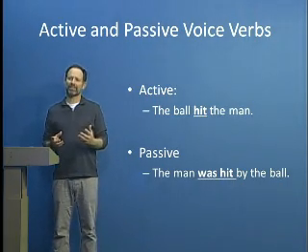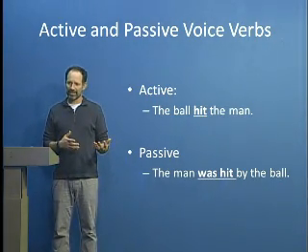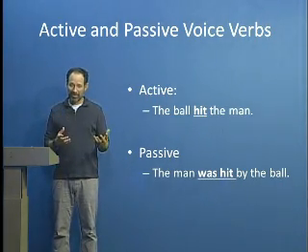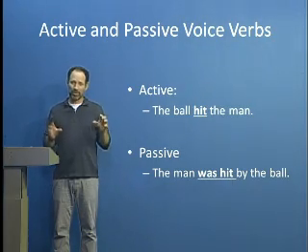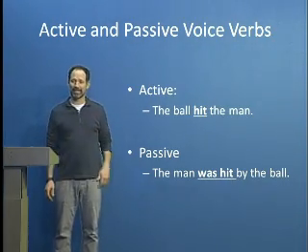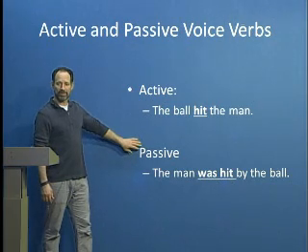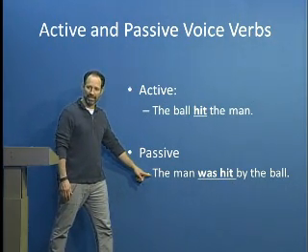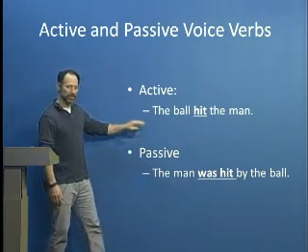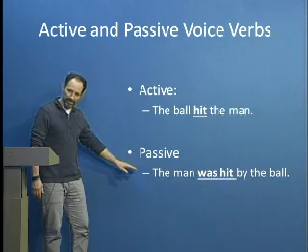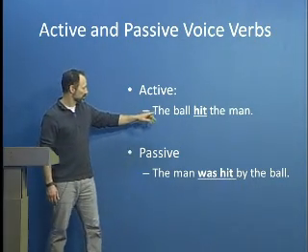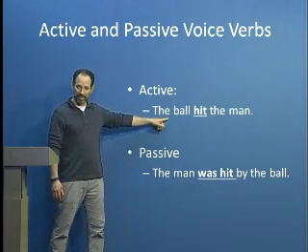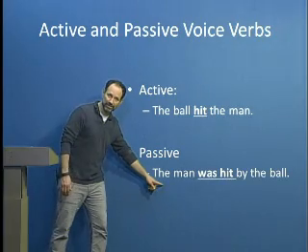In English, there's another way to write this sentence that has the same meaning. We just construct it a little bit differently. We call this passive. If we look at this sentence, the man was hit by the ball. You can see some differences between this sentence and this sentence. First of all, you see the ball here in the subject position. Down here, it's the man.